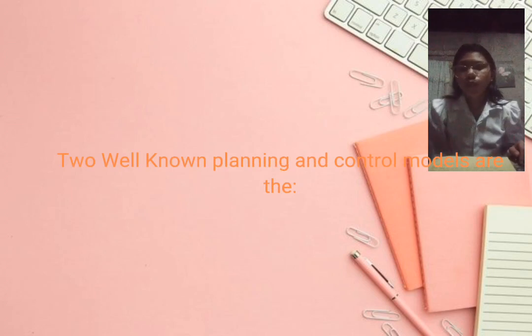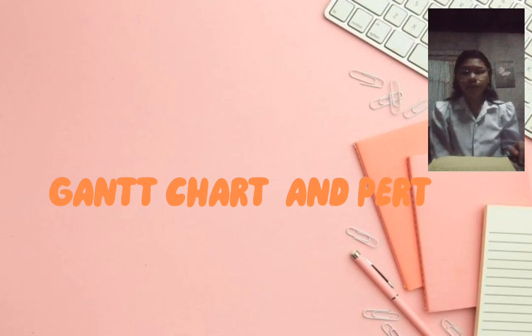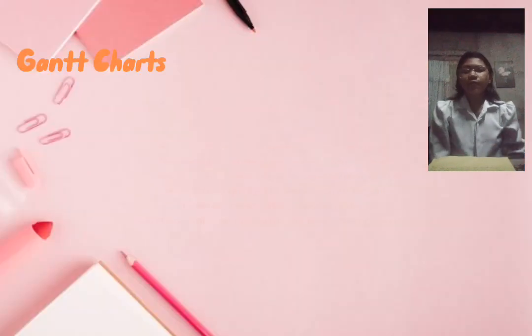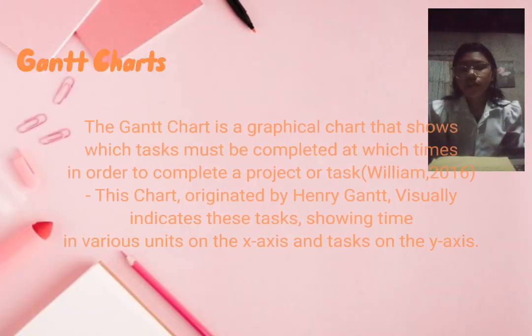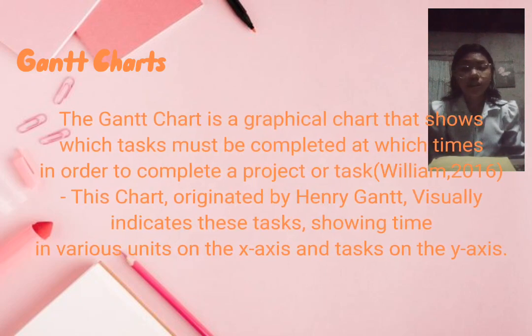So two well-known planning and control models are the Gantt chart and PERT. So first, Gantt charts. The Gantt chart is a graphical chart that shows which task must be completed at which times in order to complete a project or task.